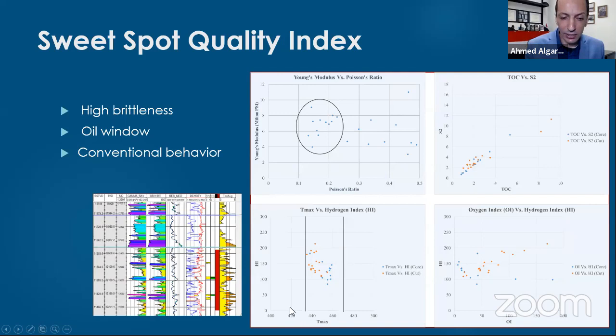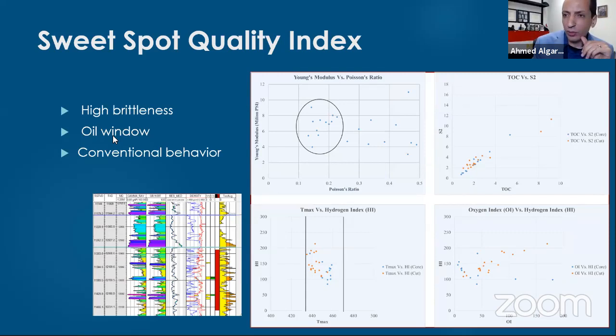Look, here is the Tmax and hydrogen index. Here is Poisson's ratio and Young's modulus. This tells me this formation is brittle, something like 60, 70%. Also, here's the TOC, the S2, and the oxygen index with the hydrogen index. All of these things confirm that we have a liquid hydrocarbon, most likely condensate. So we have high brittleness. We have an oil window, which means I'm producing oil or condensate.